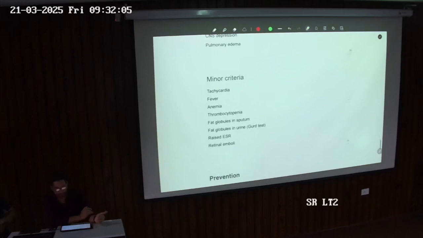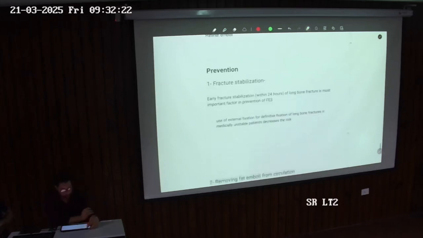Minor criteria are tachycardia, fever, anemia, thrombocytopenia, fat globules in sputum, fat globules in urine, raised ESR, and retinal emboli. How do we prevent this?